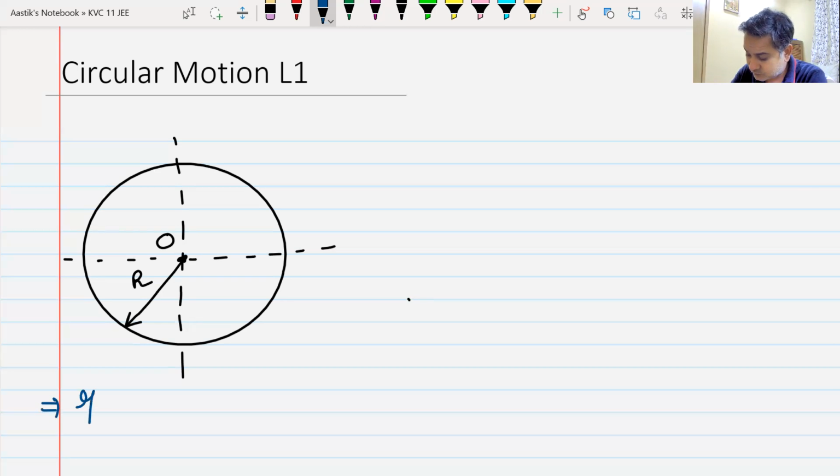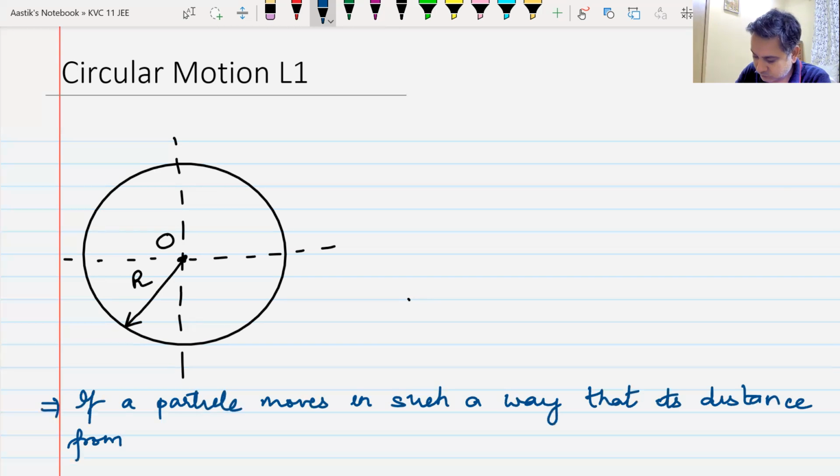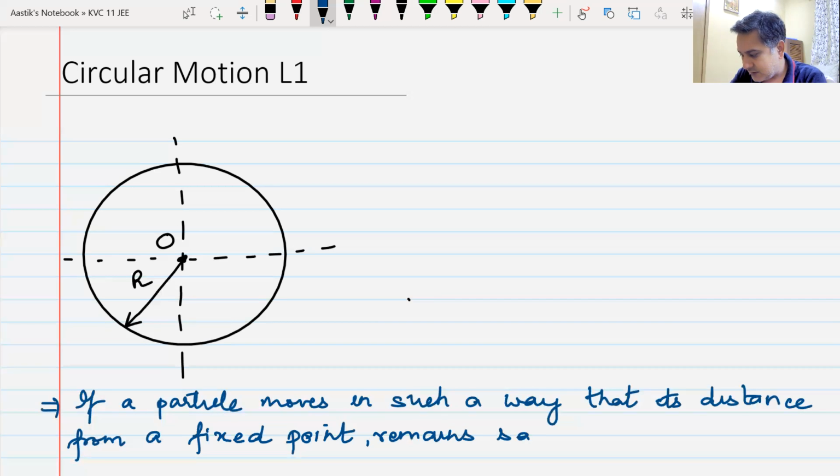So I can understand circular motion in this way. If a particle moves in such a way that its distance from a fixed point remains the same, then we say that the particle is following circular motion.